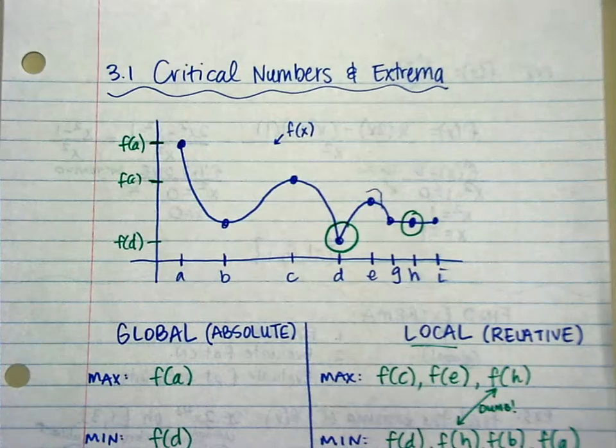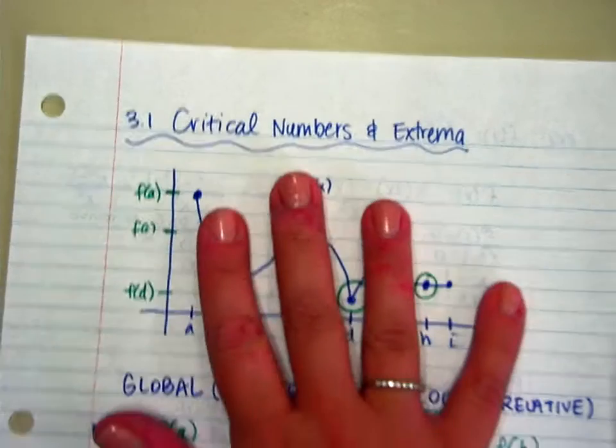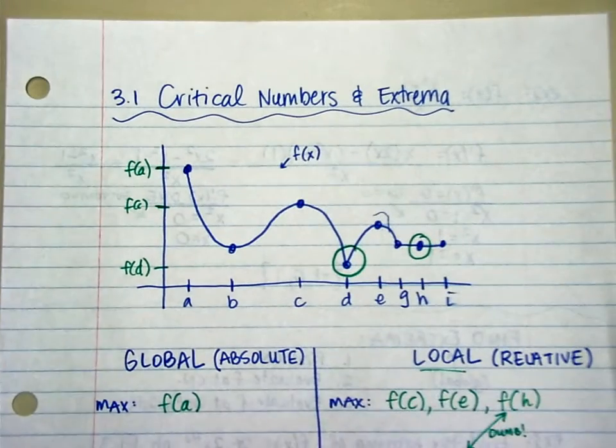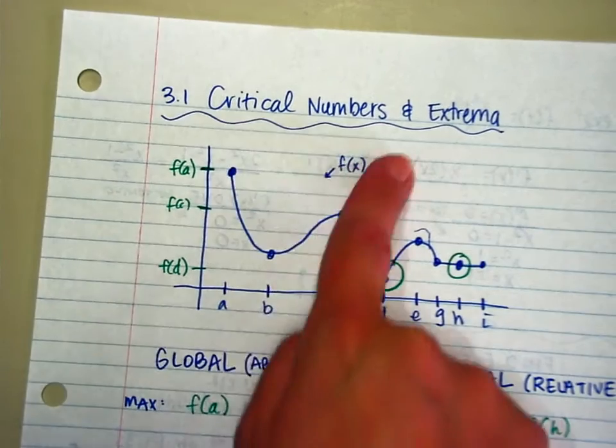All right, these are the notes from 3.1. The title of the section was Critical Numbers and Extrema. I'm just going to put them on here, so pause as you need to copy it down. The first thing that we did was this graph.